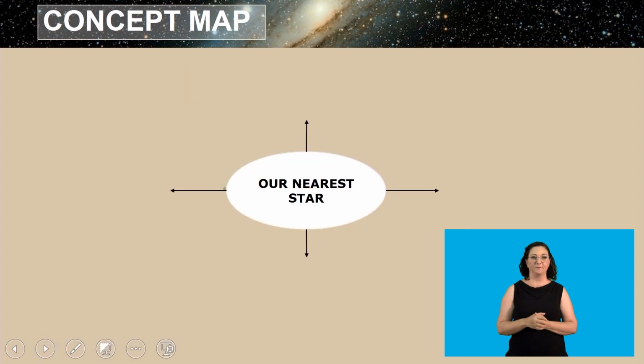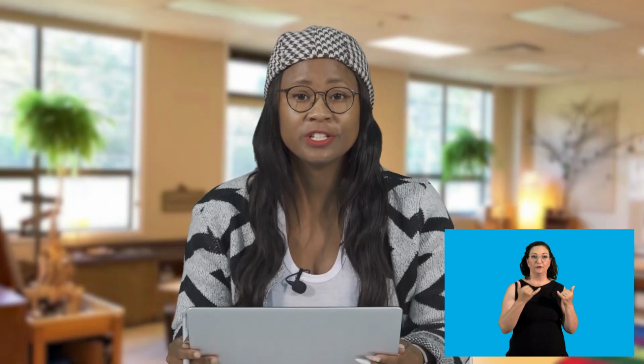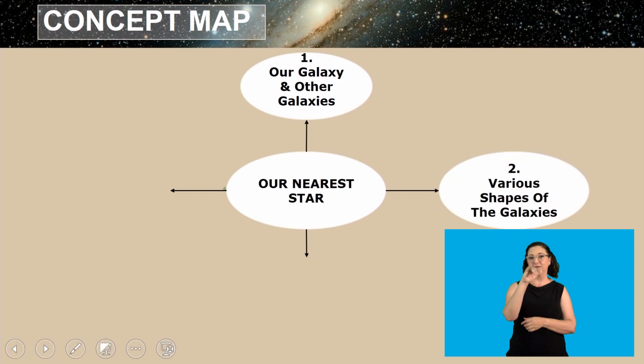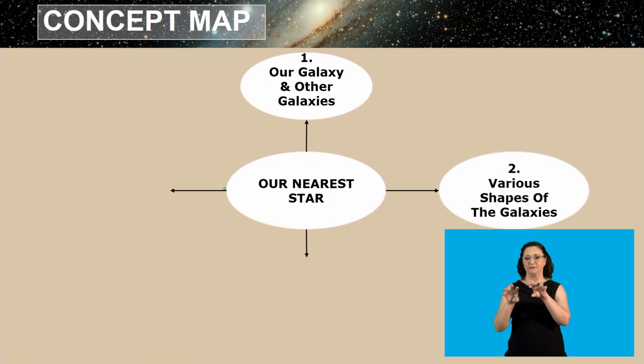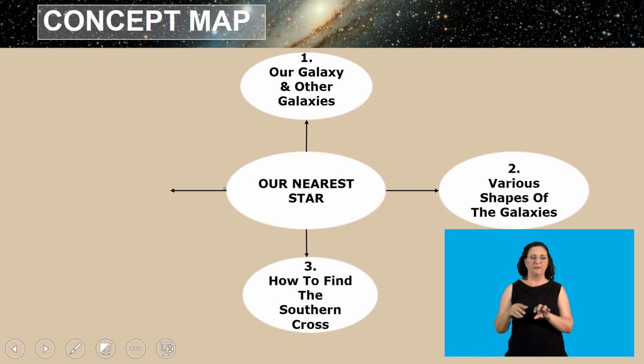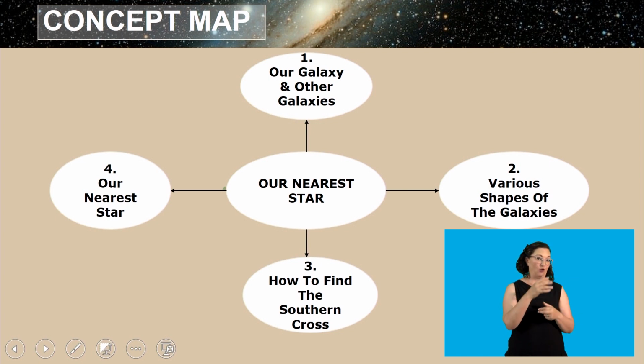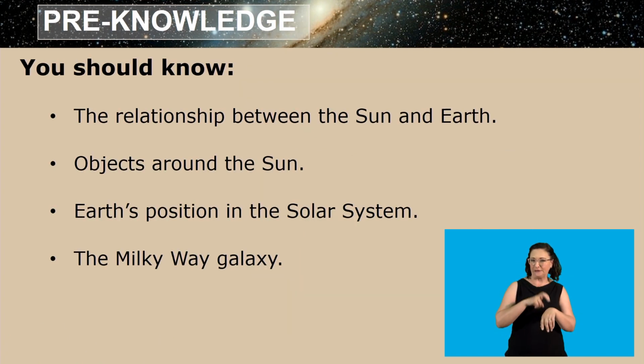Now that we have looked at our lesson objectives, the following are the concepts that we are going to be looking at. 1, our galaxy and other galaxies. 2, the various shapes of our galaxies. 3, how to find the Southern Cross. And lastly, our nearest star. You should know the relationship between the sun and the earth, the objects around the sun, the earth's position in the solar system, and the Milky Way galaxy.